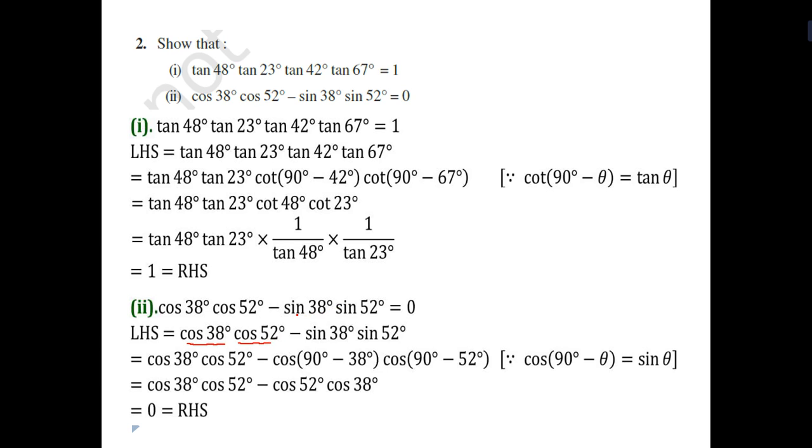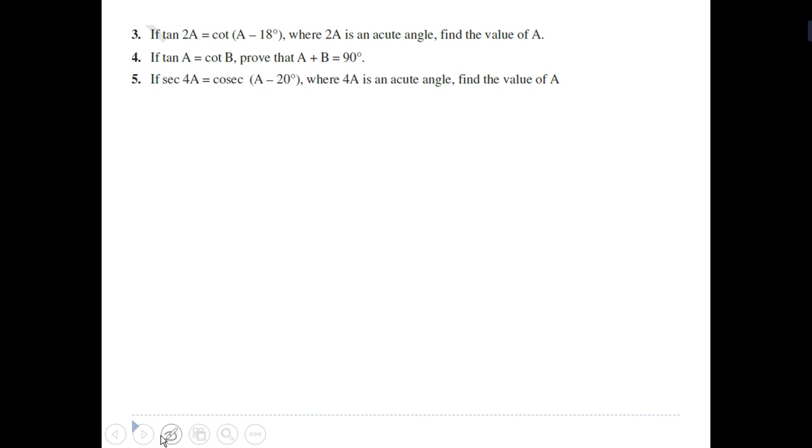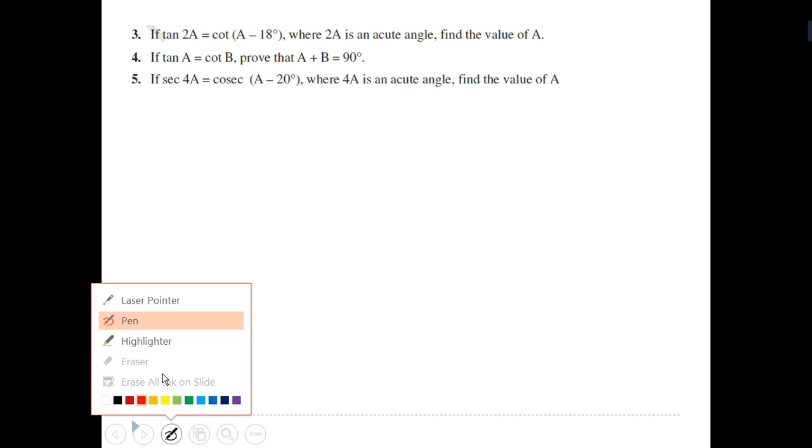Here, sin 38, I can write cos 90 minus 38. So cos 90 minus 38 means cos 52. Sin 52 means cos 90 minus 52, that is cos 38. Now again here cos 38 cos 52, and again here cos 52 cos 38. Here it is plus, so plus minus minus, we can get 0. So it is also easy. Now we go for the next question.